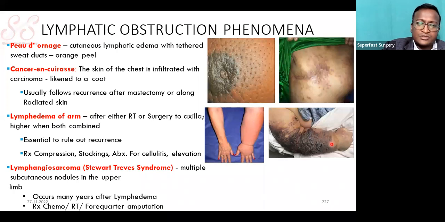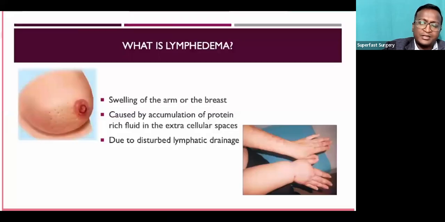And this is lymphangiosarcoma, lymphedema converting to sarcoma after a latent period of 1 to 2 years or after 4 to 5 years. So this is how lymphatic obstruction can present itself. That is why we must understand how we can prevent this lymphedema, and one of the things we went through was that sentinel lymph node biopsy is important to prevent lymphedema.